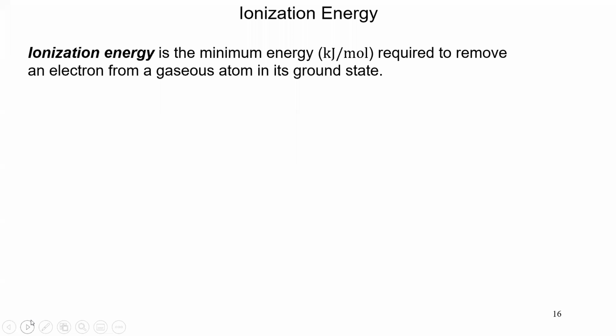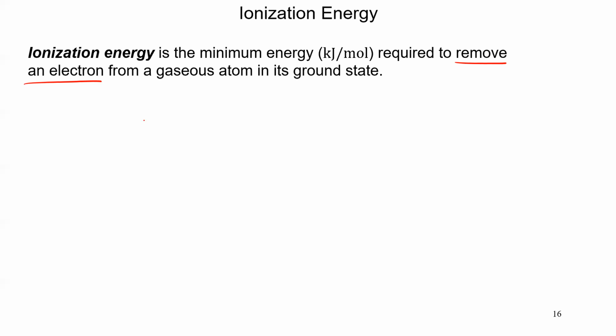The last two trends that we're going to talk about, these last two physical properties that we're going to mention, both involve electrons. Ionization energy is the removal of an electron. Electron affinity is adding an electron. And so they have sort of different ways of thinking about the process. And so removing an electron from the gaseous atom in its ground state.